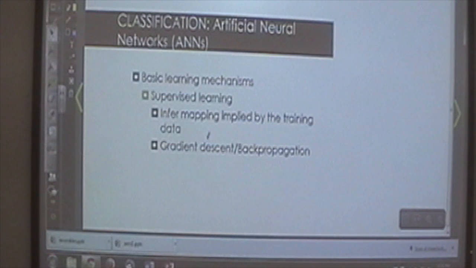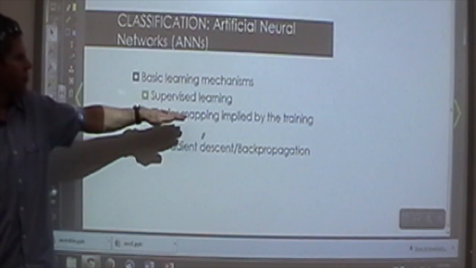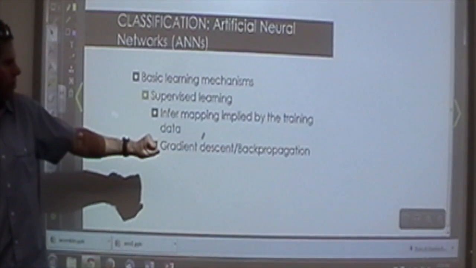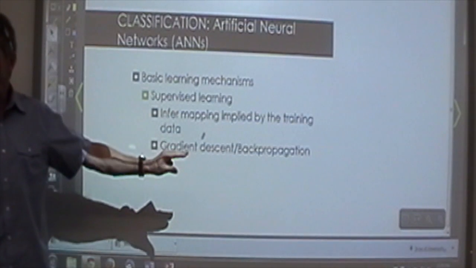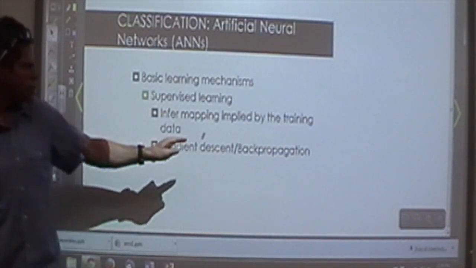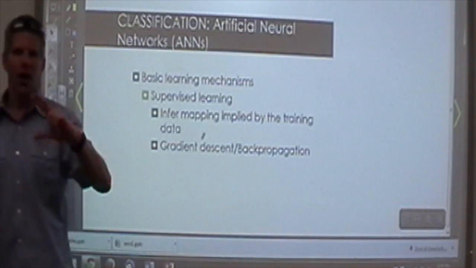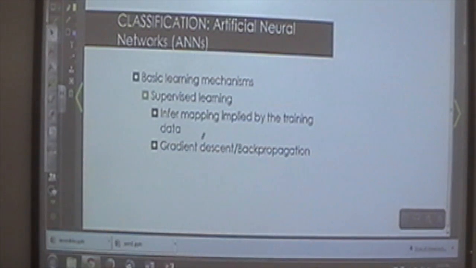You can do this in a supervised fashion, in which you infer the mapping from your training data. Typically here you use what's called the gradient descent method, and gradient descent in neural networks leads to an algorithm called backpropagation.